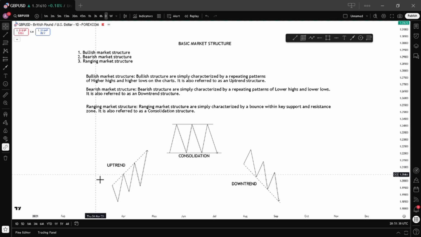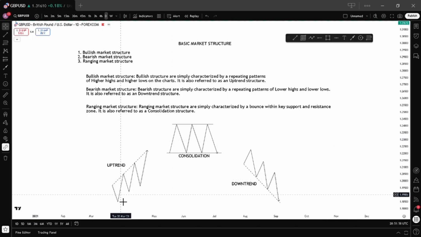So this is quite simple. When the market is moving to the upside, it's primarily an uptrend structure. And when we are having a bounce within two horizontal lines, then we can say that the market is consolidating, or the market is ranging at that point. Then when the market is moving primarily to the downside, we can say that the market is in a downtrend.